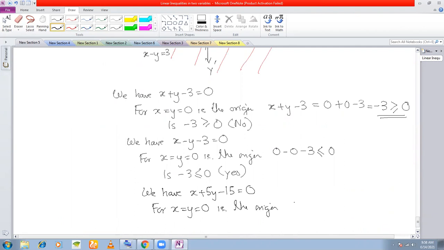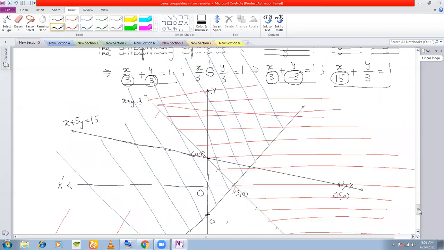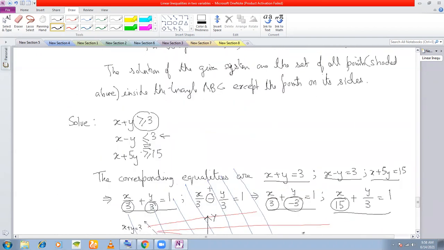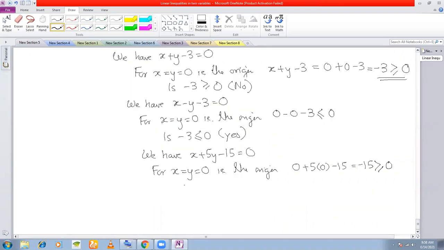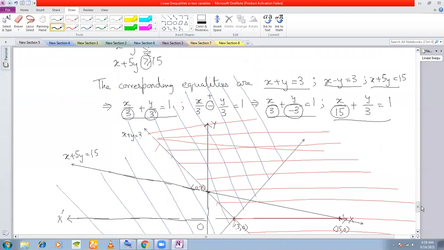Put it here and check whether it satisfies the inequality. 0 plus 5 into 0 minus 15. How much are we getting? Minus 15. What is the sign of the inequality here? Greater than or equal to. So is it greater than or equal to 0? No, sorry. This is minus 15 greater than or equal to 0? No. Therefore, we'll shade again the non-origin side of this line.